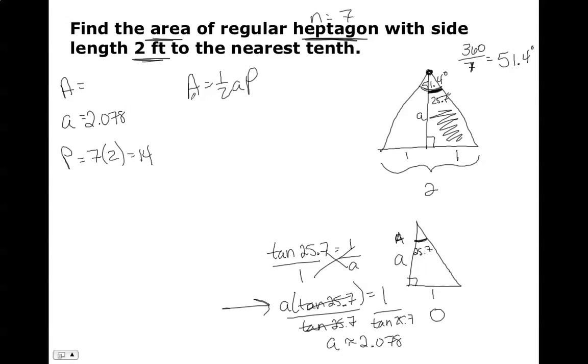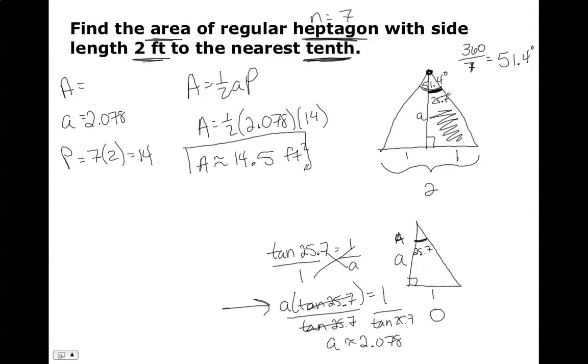Now we have enough information to substitute into our area formula. So 1/2 times our apothem times the perimeter. And we just type it in the calculator and we get that the area is approximately 14.5 feet squared. Remember it said to the nearest tenth. So this sounds like a lot of work, but the hardest part is figuring out the apothem when we're using our trig. From there, we're just substituting in.